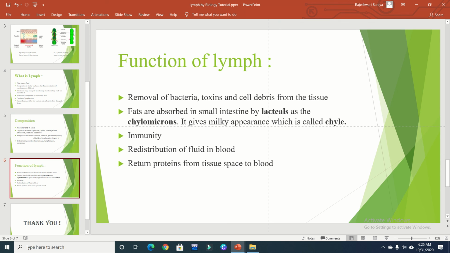The role of immunity we have discussed earlier: the production of antibodies and clearing of the microbes. Redistribution of fluid in the body. Just imagine if every time 3 liters of fluid accumulated in the tissue space, what will happen? A waterlogged condition will form. As a result, there will be swelling. Every time 3 liters of fluid accumulate in the tissue space, swelling may occur, then edema may occur. It has to return the protein from the tissue space back to the blood.